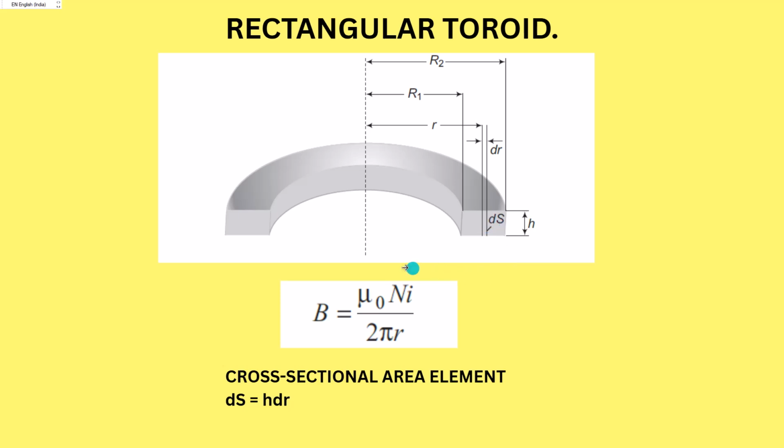Now we can find this expression. We have previously derived this expression using Ampere's law or using the Biot-Savart law, that the magnetic field at the center of a toroid is B equals mu 0 N i by 2 pi r. This r is the distance from the toroid to the center. This N is the total number of turns in the toroid, and I is the current flowing in this wire.